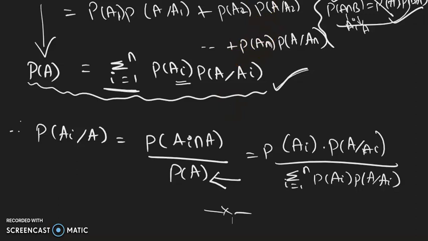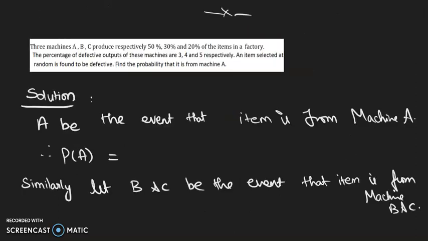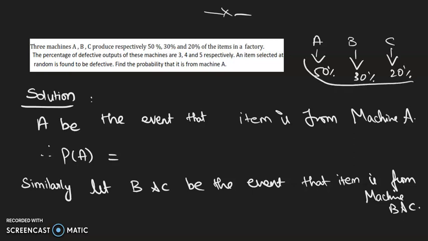Now let's see some problems based on it. Check this question. Three machines A, B, C produce respectively 50%, 30% and 20% of the items in a factory. So we have three machines, machine A, machine B and machine C. Machine A is producing 50%, machine B is producing 30%, and machine C is producing 20% of something. This is for rough work.